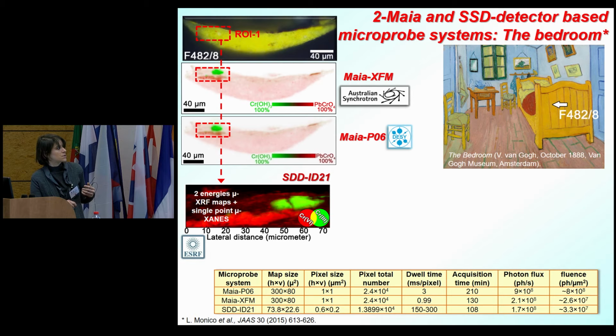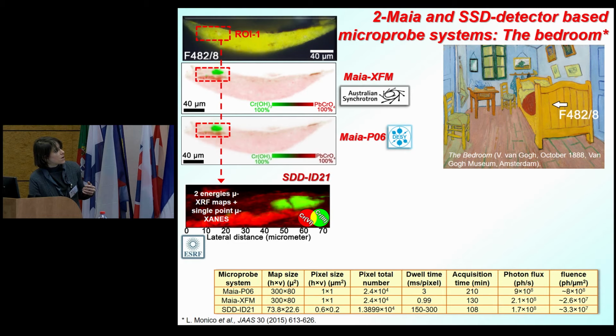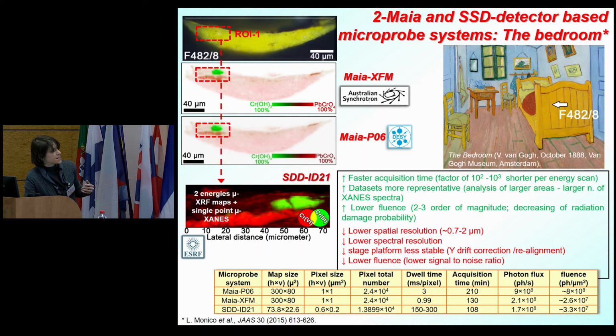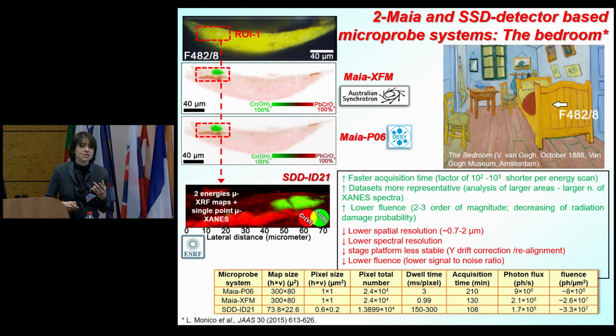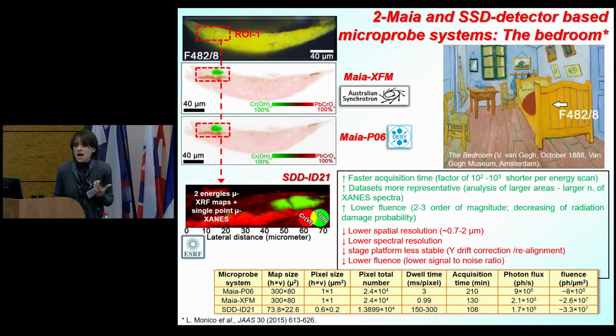You can clearly see a comparison of the 2D micro-XANES mapping with the 2-energy micro-X-ray fluorescence mapping of a region of interest of the sample. And what we conclude by looking at this detail is that for sure we have some advantages and some disadvantages in using this kind of fast detectors. One is for sure the faster acquisition time, because here you have only a small region of interest, while here you can map in reasonable time the entire sample.